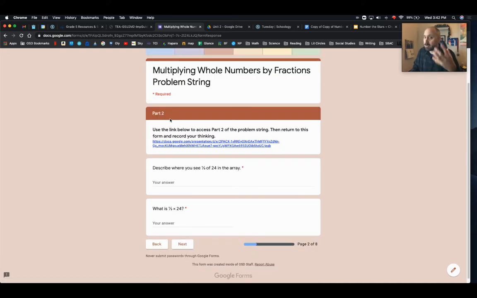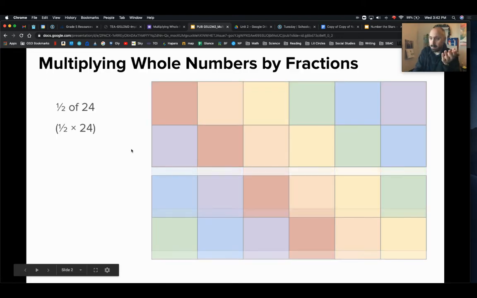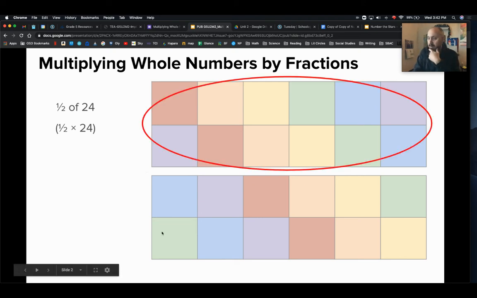So this is teaching us what it means, right? Use the link below to access part 2 of the problem string. Now it's going to say describe where you see a third of 24 in the array and what is a third of 24. Okay, so let's look here. Let's click this. So half of 24, they're going to show us here. They took the top half, and they took the bottom half, and they circled it red. And they said it's basically like an array. It's saying what is 2 times 6, right?